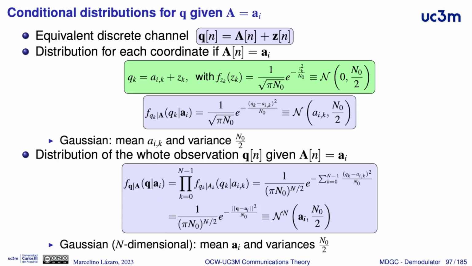And in summary, this is the conditional distribution of the observation given a transmitted symbol. A Gaussian distribution, n-dimensional, the mean is the transmitted symbol, we have independent components, and the variance in each dimension is N0 halves.